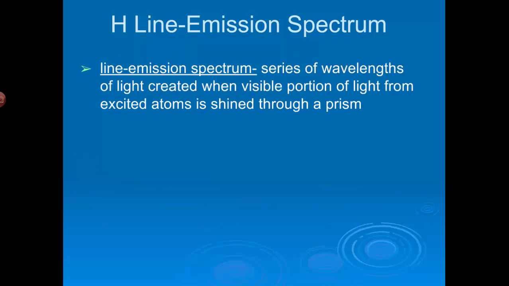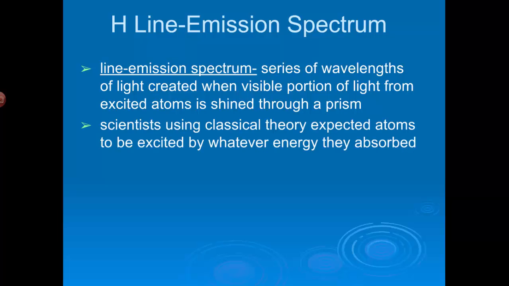Okay? So a line emission spectrum is a series of specific wavelengths that are created when the visible portion of light that is produced from excited atoms is shown through a prism. A prism is just a glass or plastic device, a medium, that slows down certain wavelengths of light and therefore causes them to bend a little bit. And so we think of a prism as separating out wavelengths, but it really is slowing certain ones down so that they take longer to get through the medium.